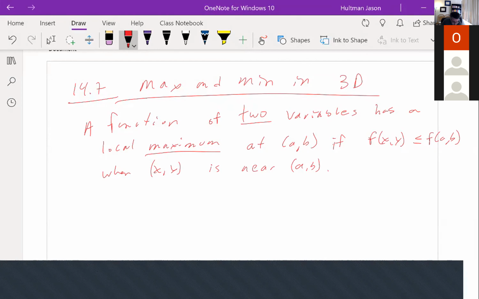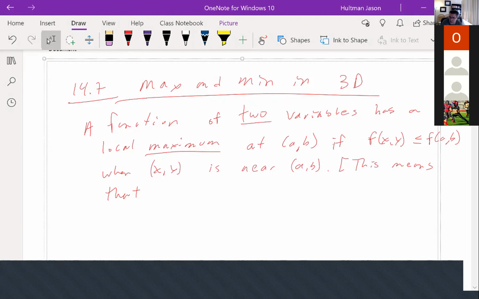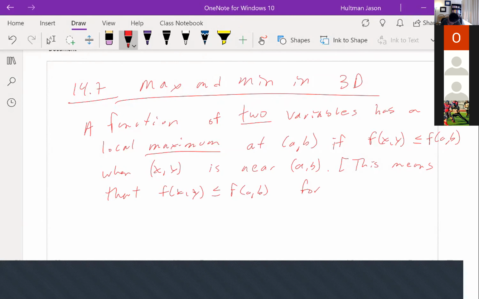Okay, this means that f(x, y) is less than or equal to f(a, b) for all points in some disk with center (a, b).